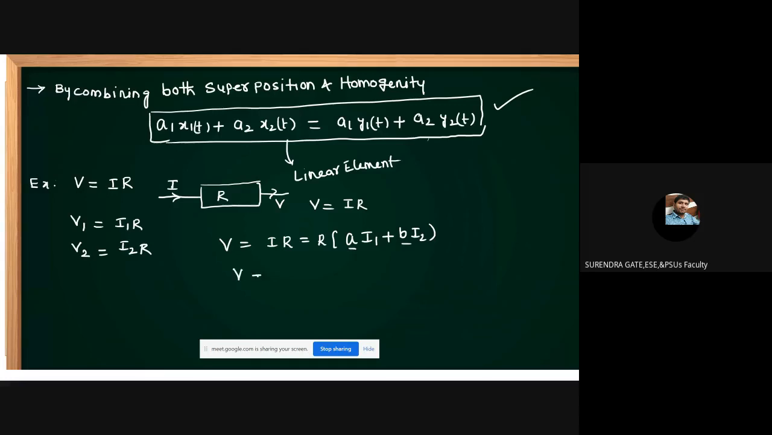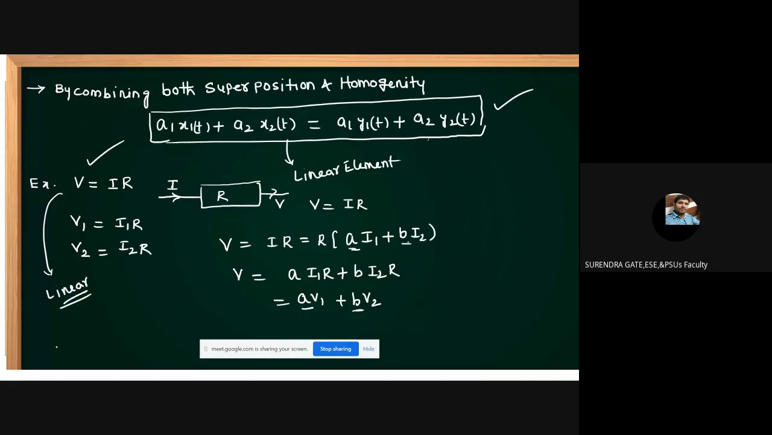Then shall we write like this? V equal to A into I1 into R plus B into I2 into R. What is I1 into R? V1. What is I2 into R? V2. That means if the input is scaled, the input coefficients are A and B, and the output coefficients are also A and B. That's why it is linear. This is the proof mathematically.